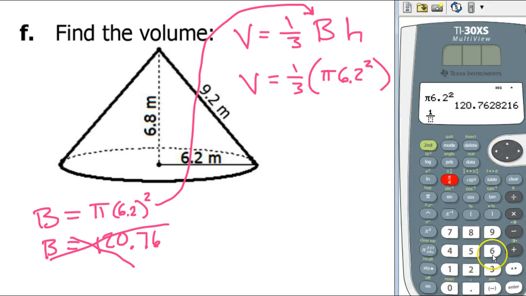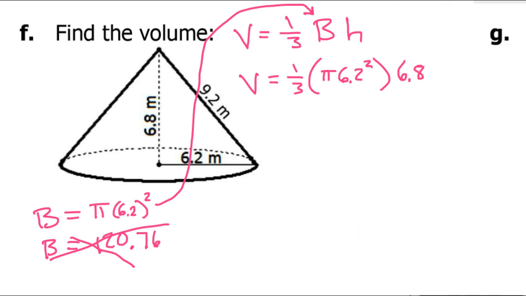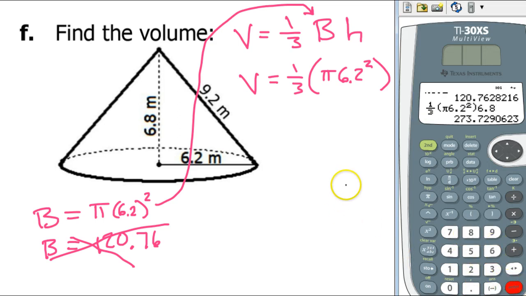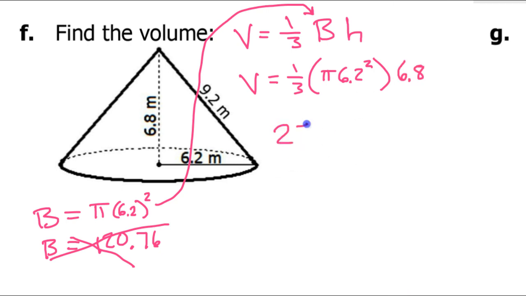So let's see, 1/3 times pi times 6.2 squared, and then that was times 6.8. So that's 273.73. And this is volume, so I'm going to put cubic meters.